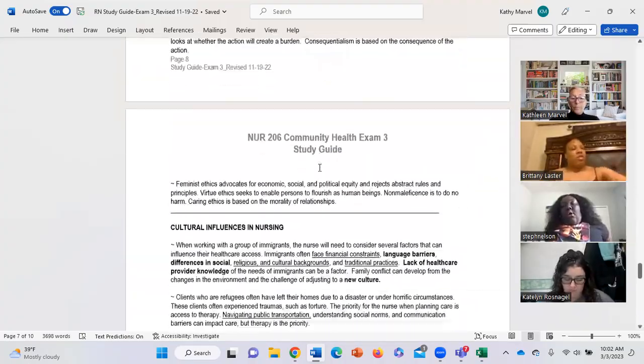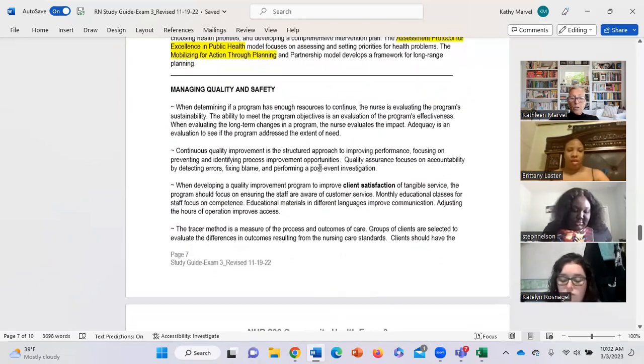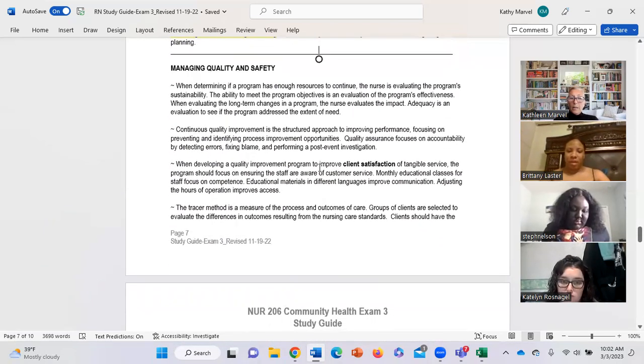I think managing safety and quality, same thing. What's the difference between continuous quality improvement and quality assurance? That's what we need to know.